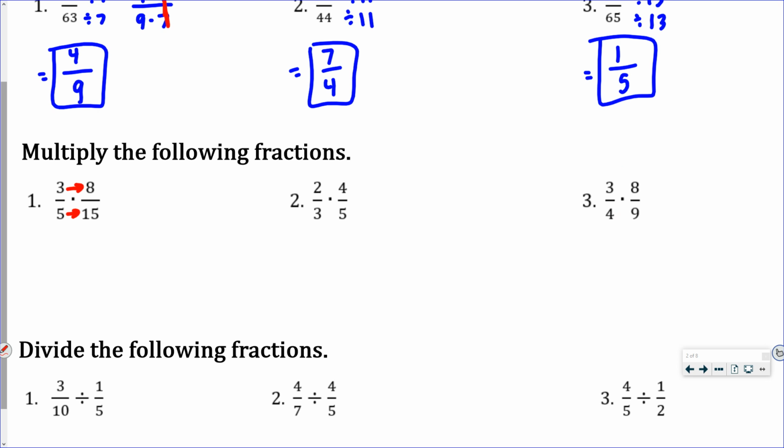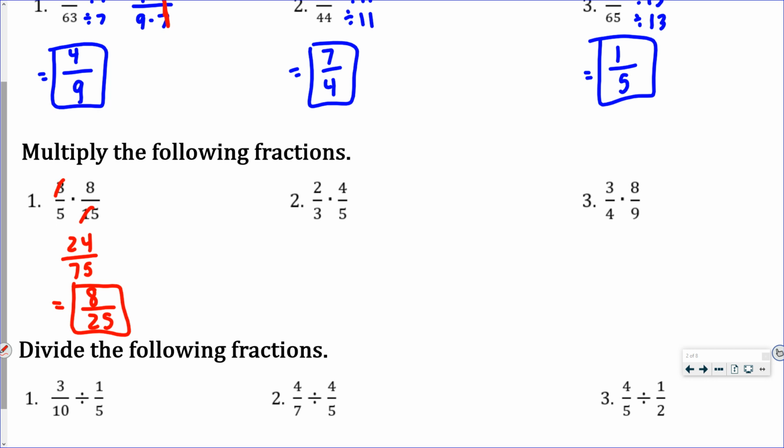Just out of curiosity, here we could do this. You get 24 over 75. And then you'd have to reduce this, which they can both be divided by 3. And you get 8/25. Just out of curiosity, we're also taught to simplify before you multiply, like look for common factors within the numerator and denominator. I kind of like doing that. So here I'm looking at my factors in my numerator, my factors in my denominator. I'm like, ooh, 3 and 15.